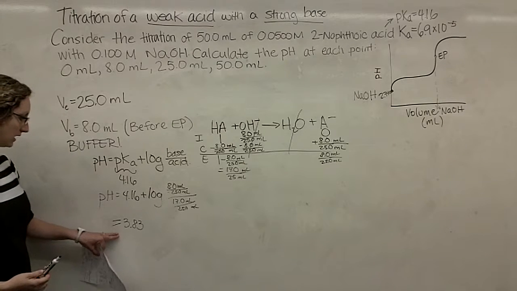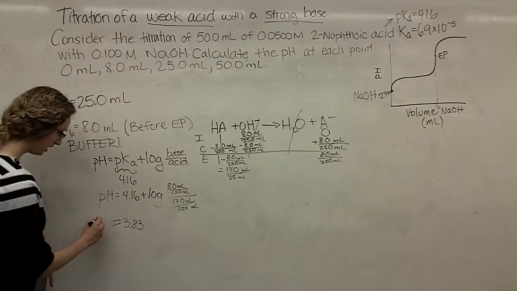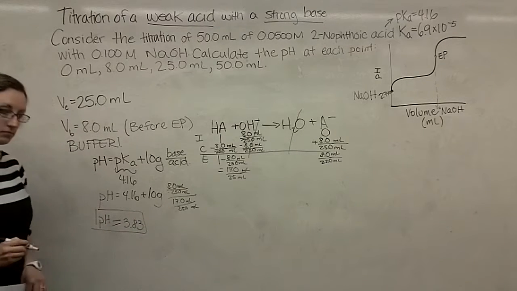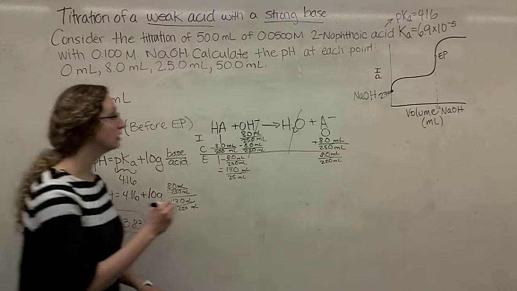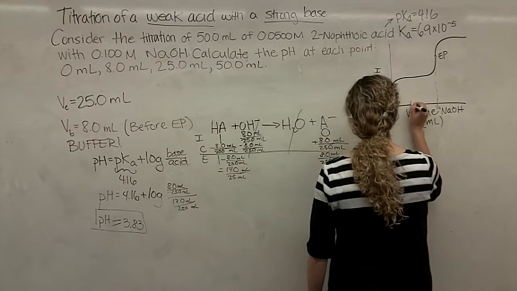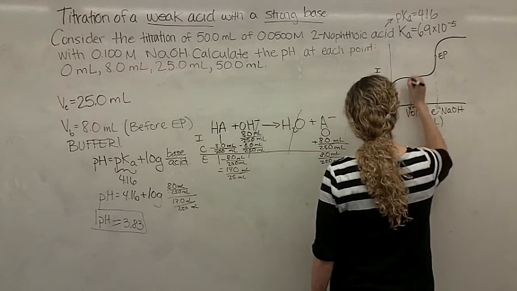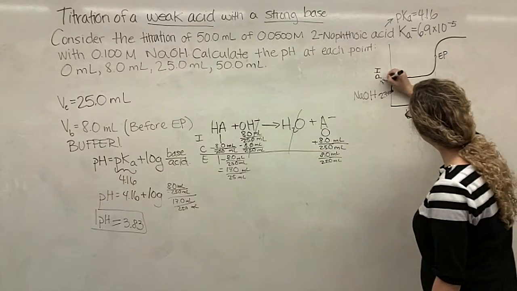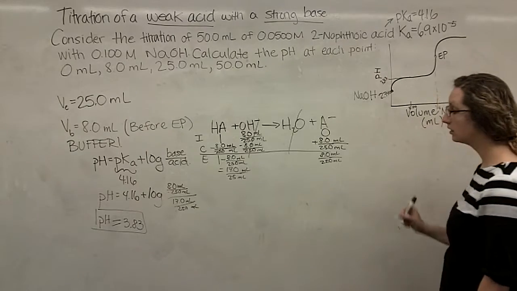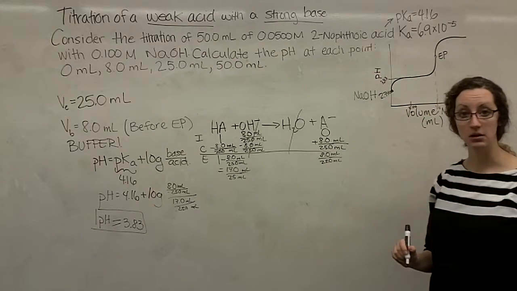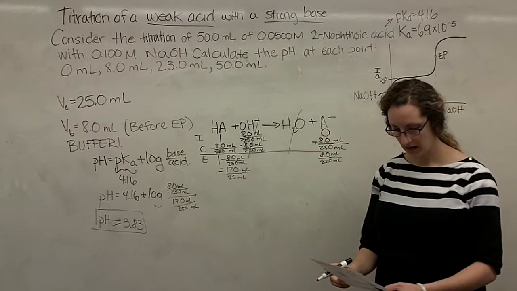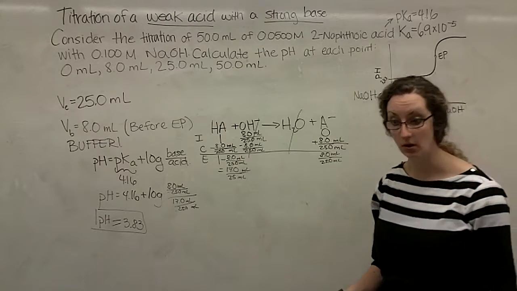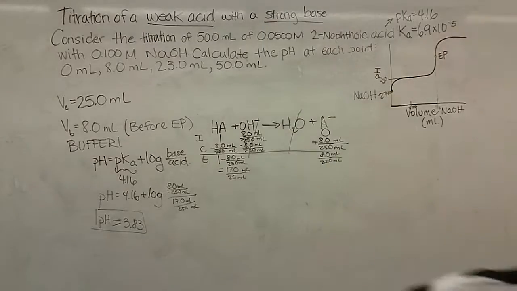So your answer here is pH equals 3.83 for the curve. At a volume of 8 milliliters, you are going to have 3.83. Okay, so that's at 8 milliliters. Now let's find the pH at the equivalence point. That'll be the next video.